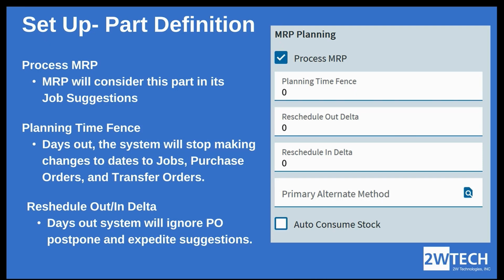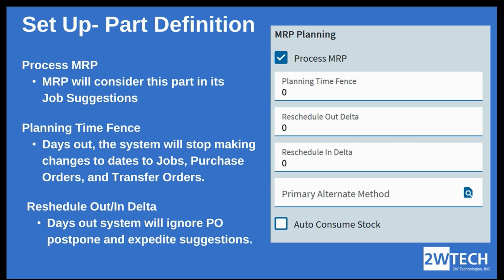So, for example, if you firm up your schedule and you don't want any changes to those jobs within the next 7 days or the next 2 weeks, you can set your planning time fence out 2 weeks, and it'll leave those firmed jobs alone and then only suggest changes to anything outside of that fence. This is another great tool to reduce the variation or the constant changes to your schedule.